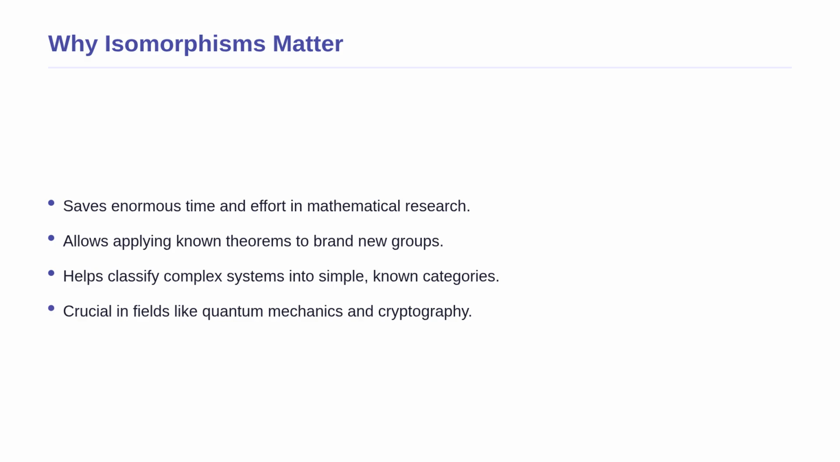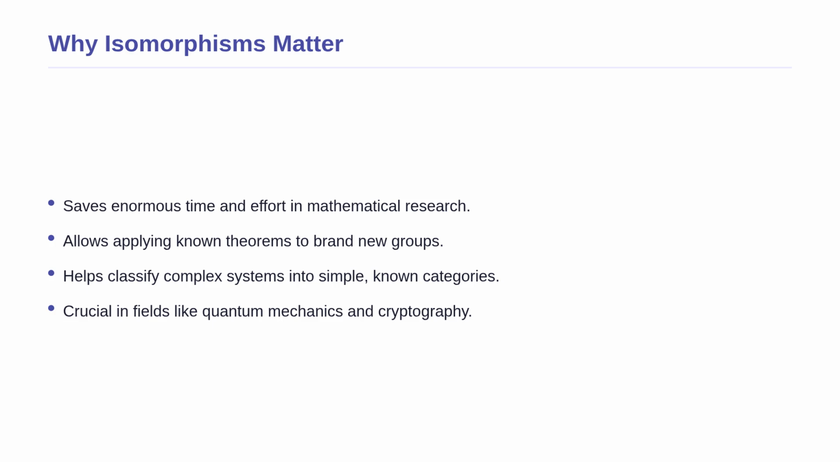Now that we have seen how to prove isomorphisms, you might wonder why mathematicians and scientists care so much about them. The main reason is that it saves an enormous amount of time and effort. If you discover a brand new mathematical group in your research, but you can prove it is isomorphic to a group that has already been studied for hundreds of years, your work is instantly done. You can immediately apply all the known theorems and properties to your new group. This concept allows scientists to classify complex systems into simple categories, which is incredibly useful in fields like quantum mechanics and cryptography.